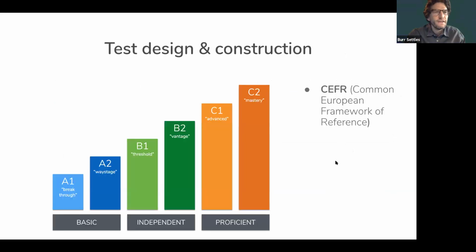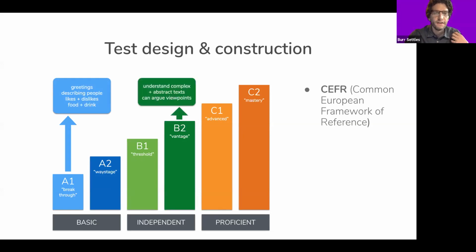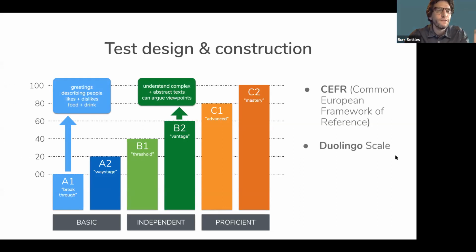And then using the CEFR, which if you're not familiar is a 6-stage descriptive framework of language proficiency, where at A1 you can do very basic survival English, like greetings, describing people, ordering food and drinks. B2 is where you start to transition into being able to study in an English medium university. For example, you can understand complex texts, argue viewpoints. And what we did is we mapped this to the Duolingo scale.